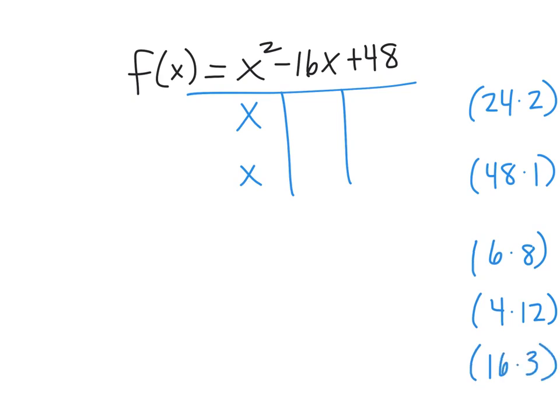Now, one thing that I do want to bring up, and I'll show you here in this first scenario, right? I'm looking at adding these or subtracting them to get a 16. 24 plus 2 is 26, and 24 minus 2 is 22. That's not going to give me the 16 that I'm looking for. So I scratch that one off. 48 plus 1 is 49, and 48 minus 1 is 47. Also not a 16.